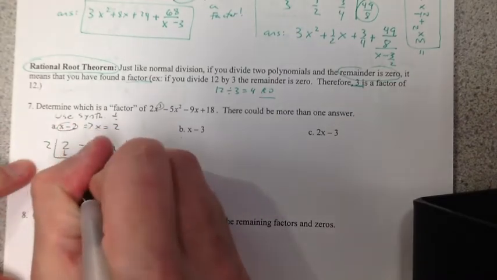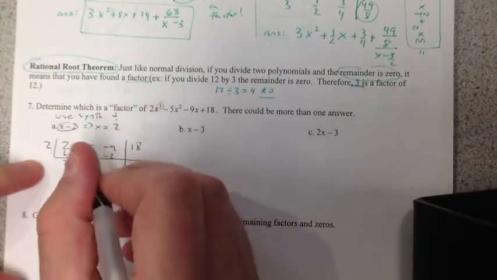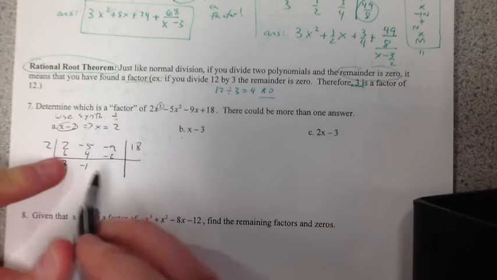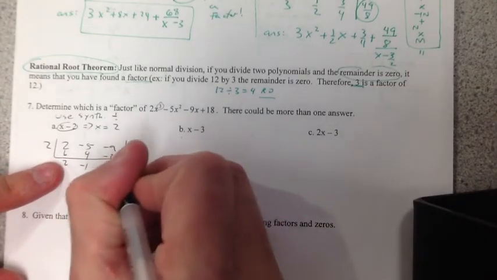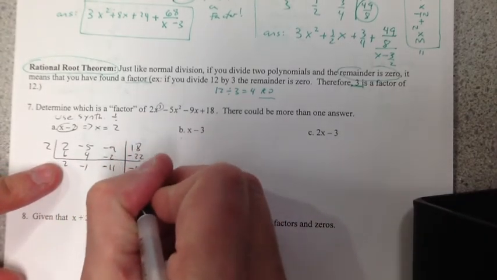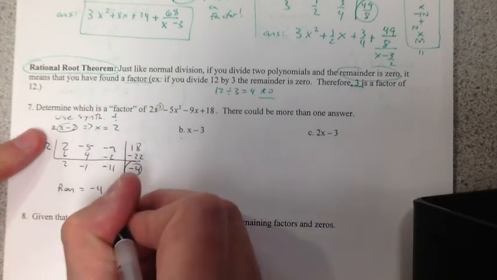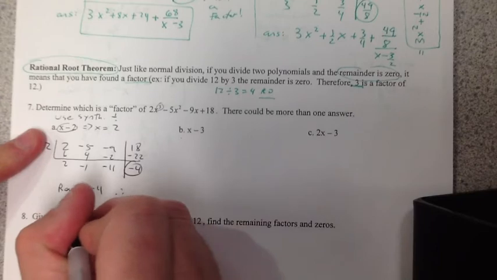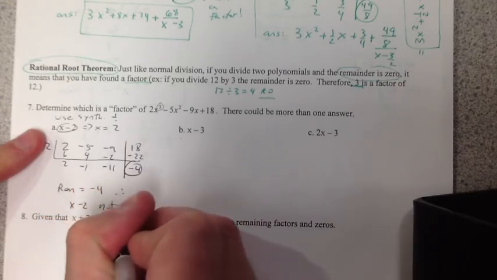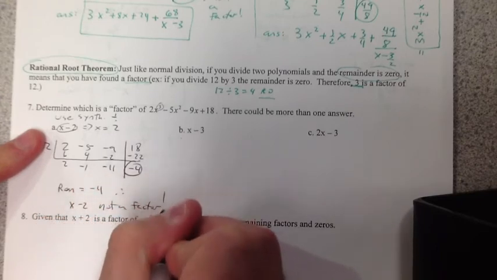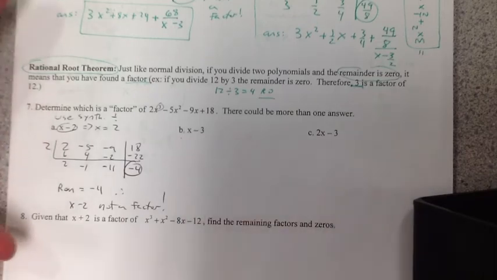2 becomes a 4, negative 1, negative 2. Am I going too fast? You get good at this one. Negative 11, and I get negative 22. My remainder is negative 4, not 0. Therefore, x minus 2, not a factor. Easy breezy. Let's try B.